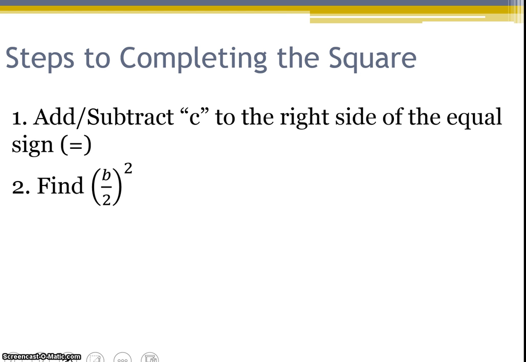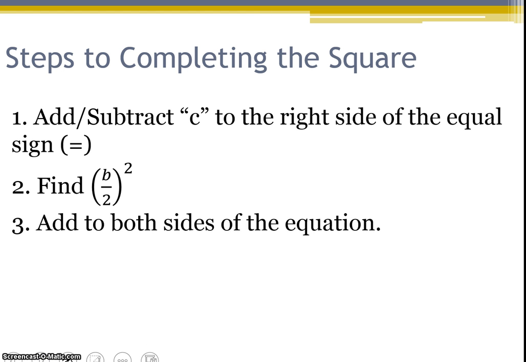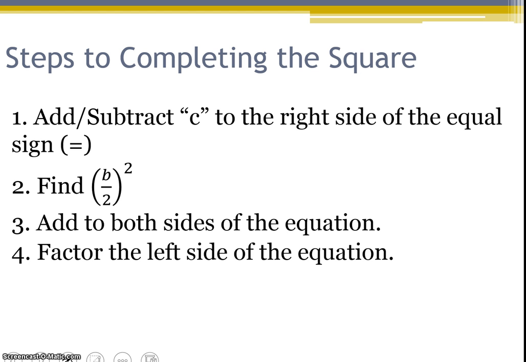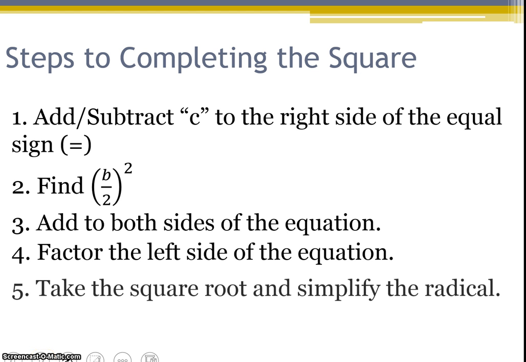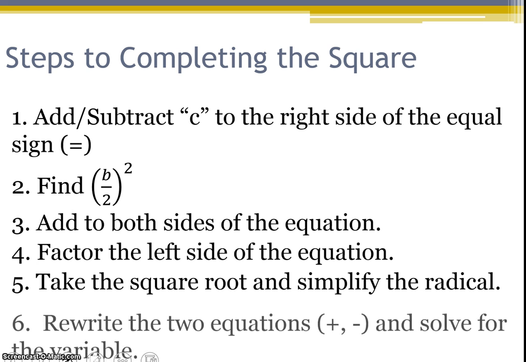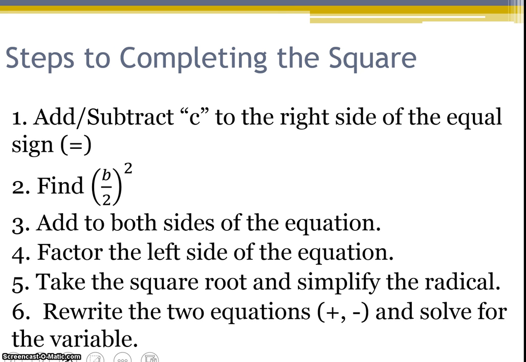Then we're going to find half of b and square it. We're going to add this to both sides of the equal sign. Then we're going to factor the left side of the equation. We're going to take the square root and simplify the radical. Then we're going to rewrite the two equations, the plus and the minus, and solve for the variable.